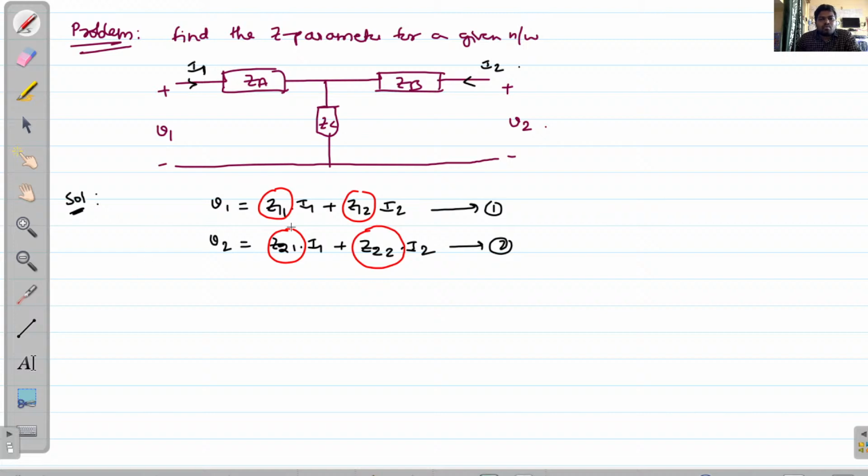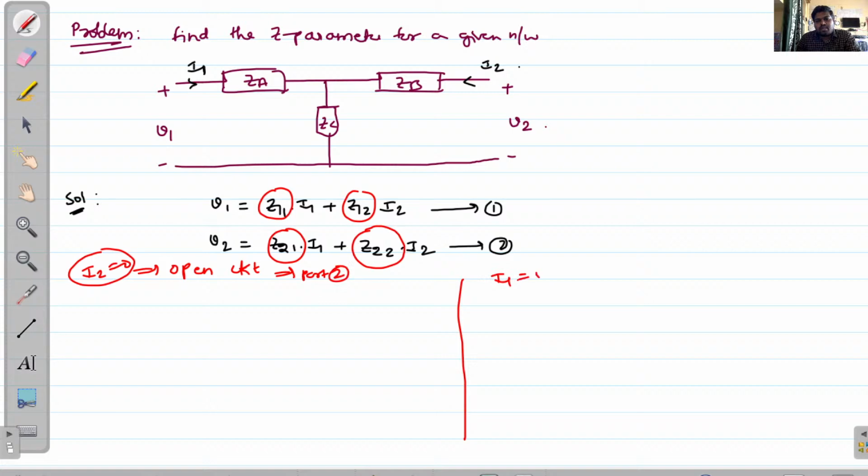So in order to find out Z11, Z21, you need to make I2 equal to 0. If I make I2 equal to 0, I can evaluate the Z11 parameter, Z21 parameter. In a similar context, if I make I1 equal to 0, I am able to find out Z12 and Z22 parameters, right? So in that case, I am taking first I2 equals to 0. That means port 2 should be open circuit.